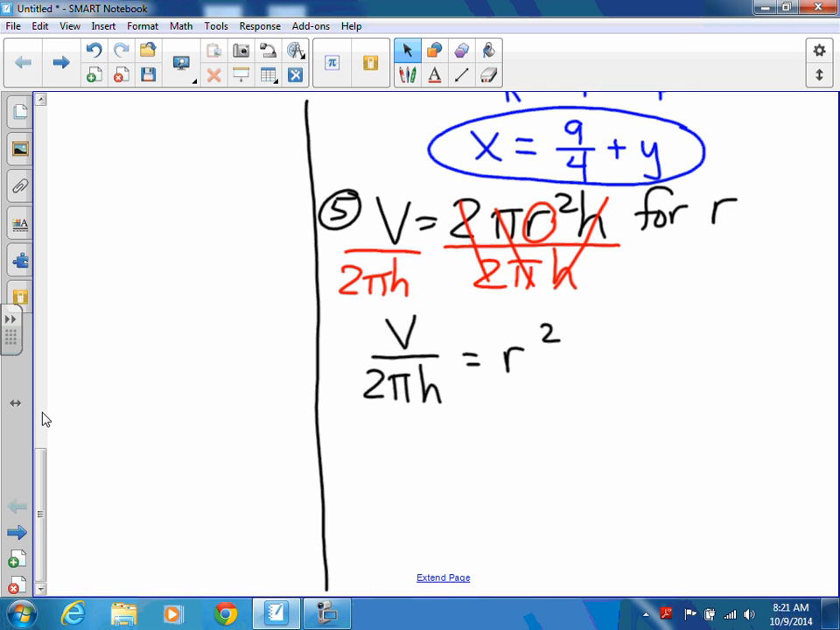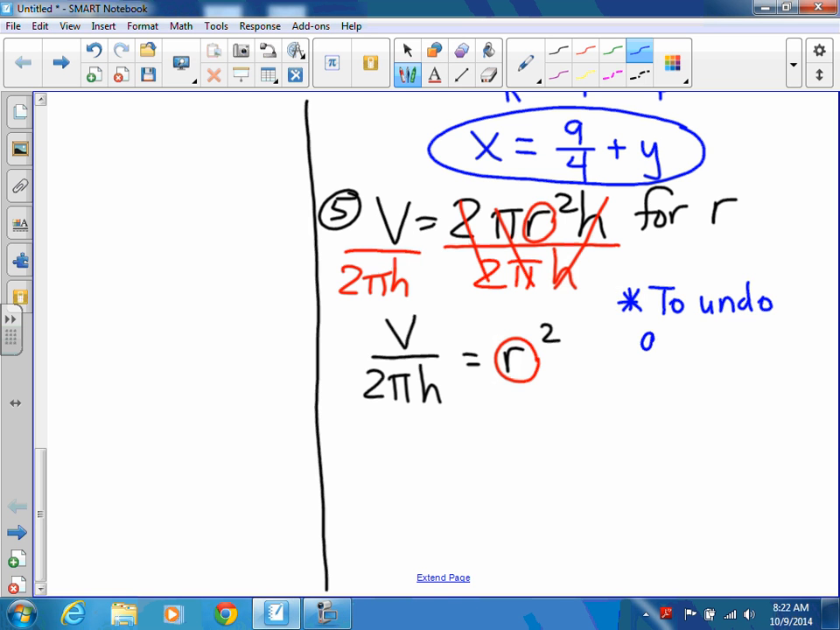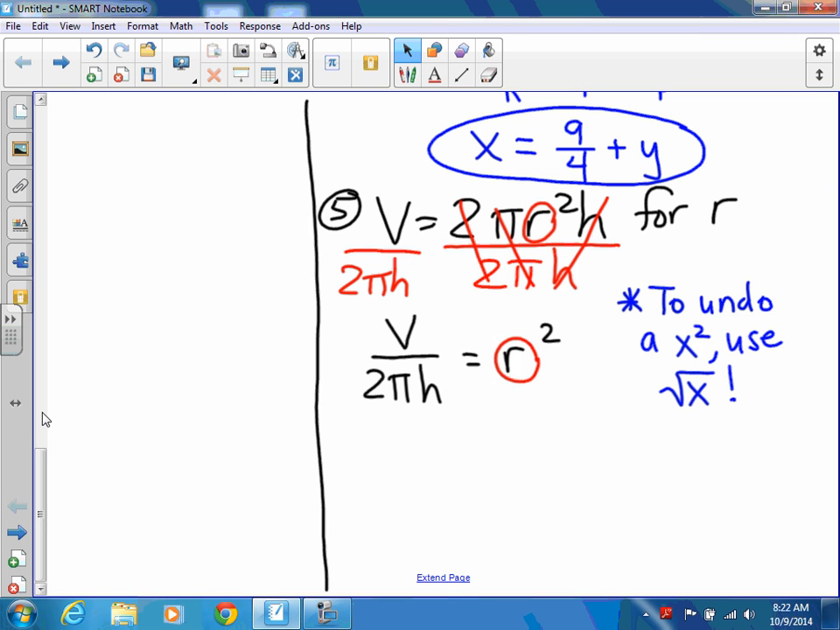So you're still not finished because this r has got to be a single r, not a squared r. So then we need to come over to your knowledge of how to undo squareds. And this may be something that you have forgotten, but you need to quickly bring it back to mind. To undo an x squared, you're going to use the square root of x. So basically the opposite of squaring something is square rooting it. So if I want the square sign to go away, I need to use the square root to make it happen.